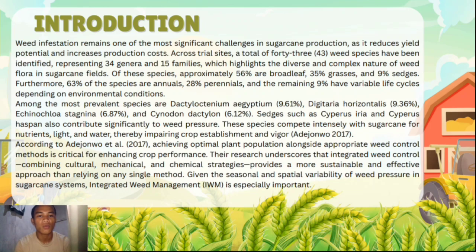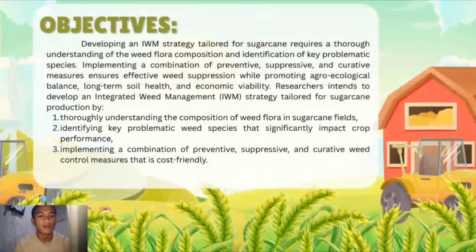According to Adigun et al., 2017, achieving optimal plant populations alongside appropriate weed control methods is critical for enhancing crop performance. Their research underscores that integrated weed control combining cultural, mechanical, and chemical strategies provides a more sustainable and effective approach than relying on any single method, given the seasonal and spatial variability of weed pressure in sugarcane systems. Integrated weed management is especially important.